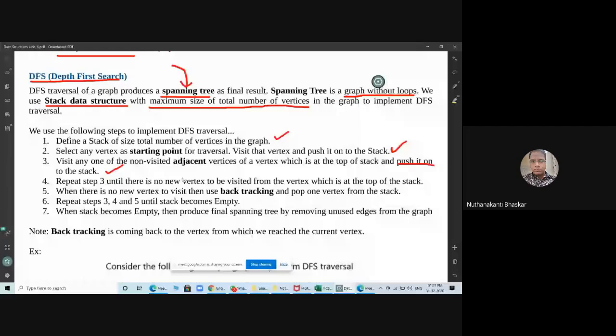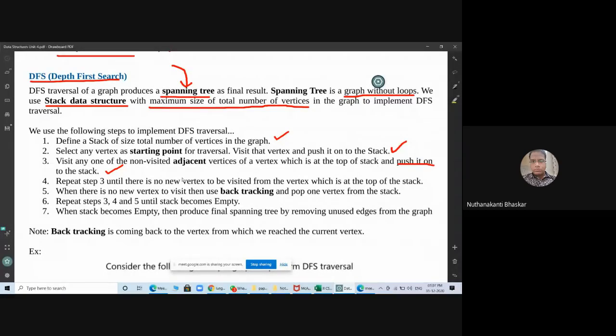The third step is very simple. Here, after the second step, once you have visited the start node, then we need to check what the adjacent nodes are for that node. Clear? What are the adjacent nodes? You know what adjacency is?